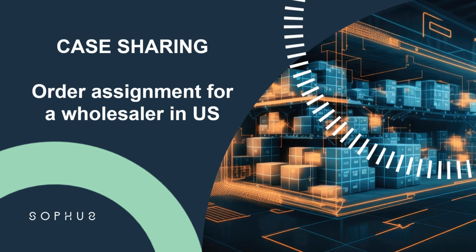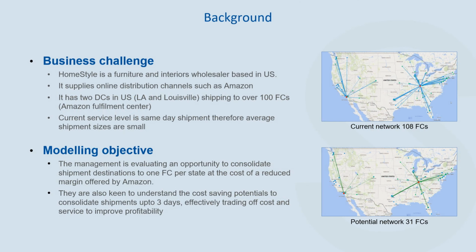Today, I want to show you a case study of how Sophus technologies can be used to solve an order assignment problem for a wholesaler in the U.S. Homestyle, a U.S.-based furniture and interiors wholesaler, supplies various online platforms, including Amazon, from its two distribution centers in Los Angeles and Louisville. The company currently delivers to over 100 Amazon fulfillment centers nationwide, focusing on same-day shipping.